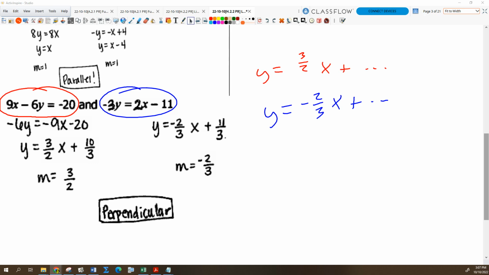Okay. Good, good. Wait, so let's say m equals 3/2, right? And then the other m is just not negative 2/3? Like regular 2/3, would that be neither? Neither. Okay. Yep. Okay, gotcha.